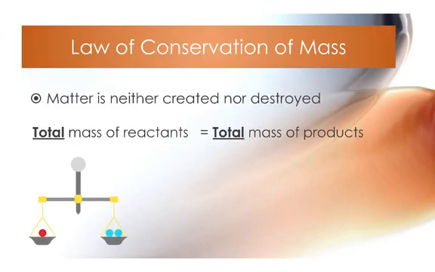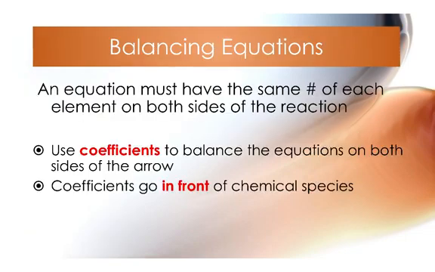Balancing equations is based on the law of conservation of mass, and this just states that matter is neither created or destroyed. This means that the total mass of reactants equals the total mass of products in all situations. This includes in nature, in our chemistry lab, and therefore on paper in our chemistry classroom. Balancing equations just means that when we're working through an equation, we have to make sure there's the same number of elements on each side of an arrow.